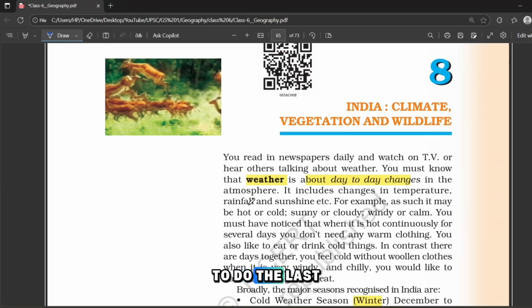Today I am going to do the last unit of class 6, that is India, the climate, vegetation and wildlife. First, there is a difference between weather and the climate. Weather means day-to-day changes. For example, if today is very cool or calm or rainy or cold, that is called weather. If you see in the desert region or in Ladakh, there is cold all the time or heat all the time in the desert region. That permanent condition is what we call climate. That is the difference between weather and the climate.